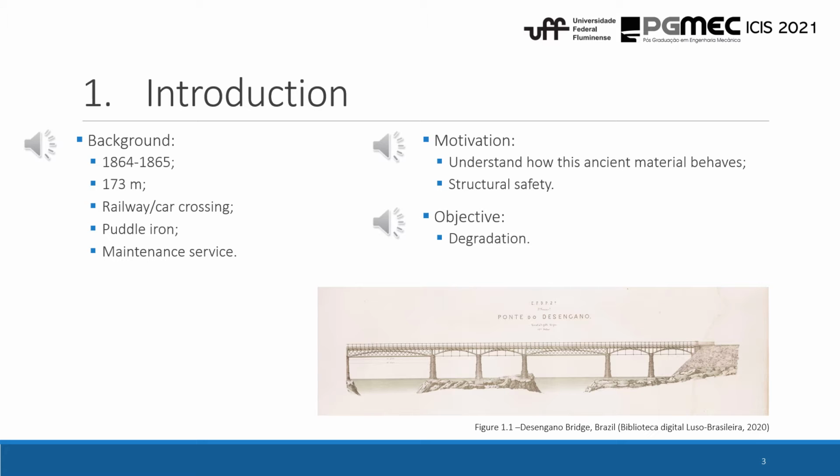It is known that ancient materials suffer a degradation process over time, and it has an impact on their microstructure and mechanical properties. So here, the main objective of this work is to characterize the effects of this degradation on the mechanical and magnetic properties of puddled iron.